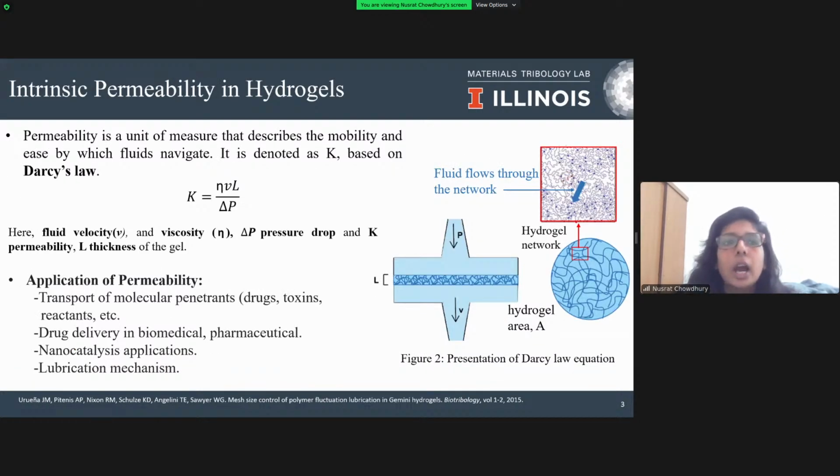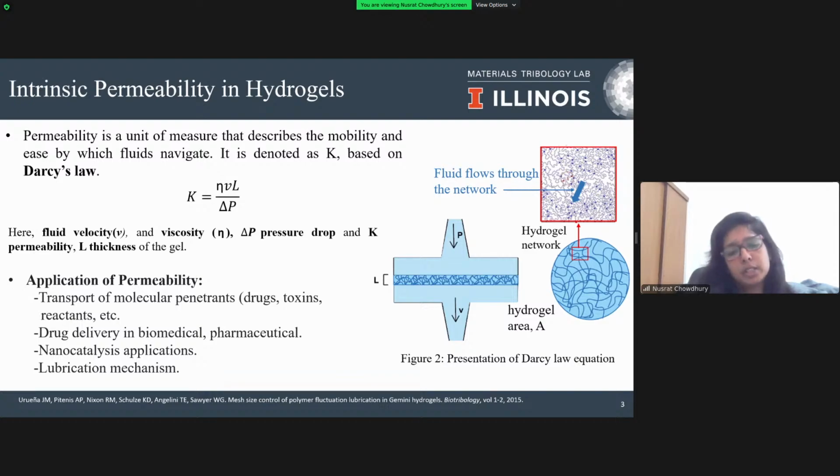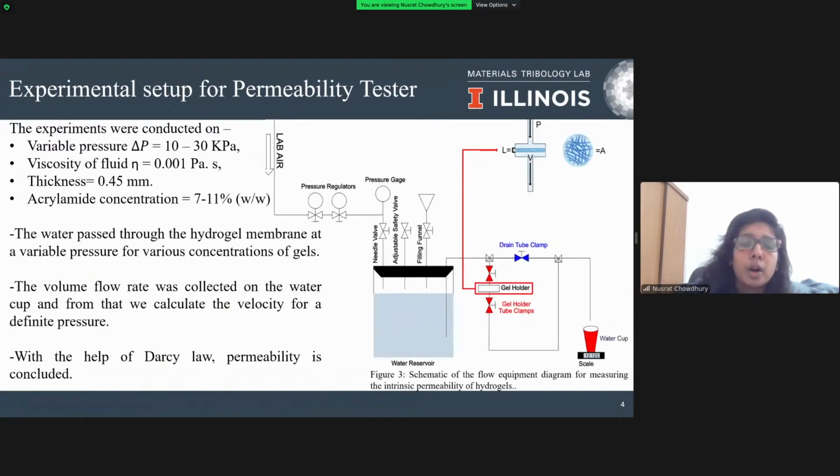So what is permeability? Permeability is a unit of measure that describes the mobility and ease by which fluid can navigate. If there is a membrane, it is the measure of how much water or fluid can flow through that gel. It is denoted as K in Darcy's law. There are various applications of permeability: transport of molecular penetrance, drug delivery in biomedical and pharmaceutical companies, nanocatalysis, and lubrication mechanism. We are trying to work on the lubrication mechanism side of hydrogels and its permeability relation. So this is the experimental setup for our permeability tester.